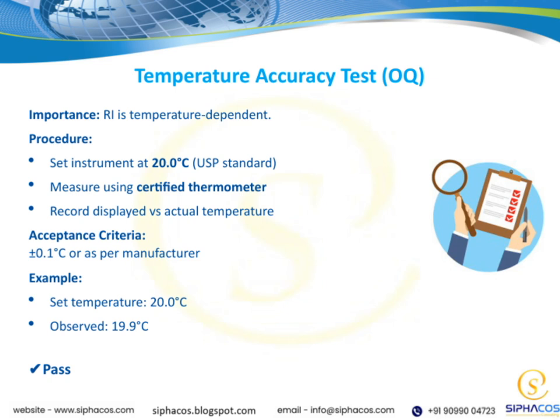The acceptance criteria typically allow a variance of plus or minus 0.1 degrees Celsius, or whatever the manufacturer specifies. For example, if you set the temperature to 20 degrees and observe 19.9 degrees, that falls within the acceptable range, and you can consider this a pass. This test helps us verify that our instrument is performing accurately at the standard temperature, ensuring reliable and consistent measurements in our overall process.